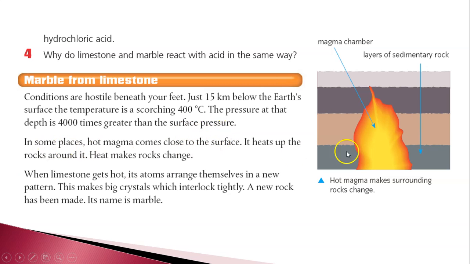In some places, the hot magma comes close to the surface. It will heat up the surrounding rock. Heat makes the rock change. As you know, even if you're heating a rock in a fire, it will change, right? So the same thing happens to the limestone also. When the limestone gets hot, its atoms arrange themselves in a new pattern. This makes big crystals which interlock tightly, and a new rock is made, and the name of that rock is marble.